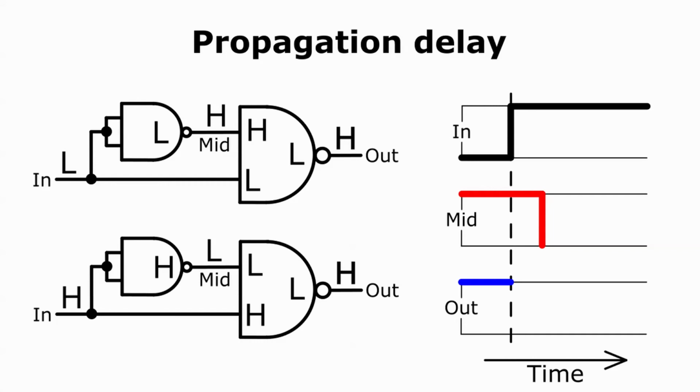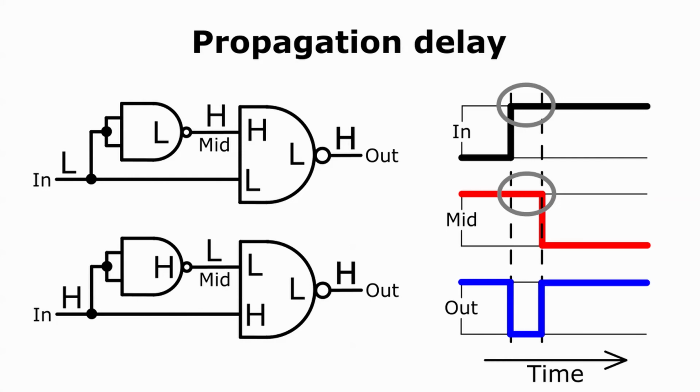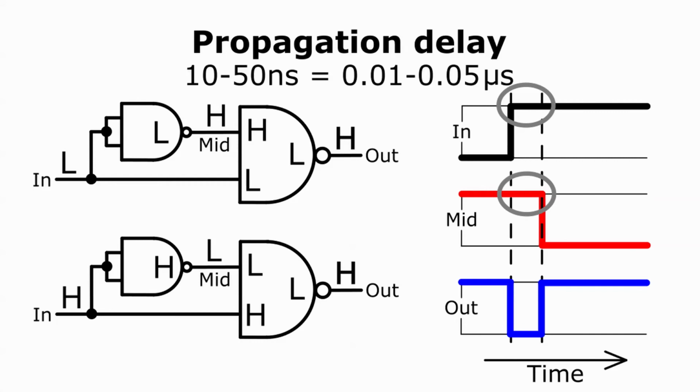During that delay, the output from the first NAND gate will continue to be high. I've drawn another dashed line to mark the instant that the mid voltage falls. During the delay period, both in and mid are high. They happen to be the two input lines for the second NAND gate, whose output will therefore be low. Only after the first NAND gate reacts and flips low will the second NAND gate return to its high state. The length of this delay is called the propagation time of the gate. It's typically between 10 and 50 nanoseconds, which is equivalent to 0.01 to 0.05 microseconds.